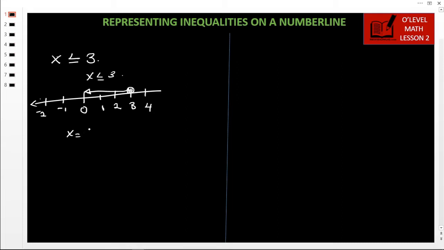If we are asked to create a solution set, the answers can be 3, which is also inclusive, then 2, 1, 0, down to negative infinity.